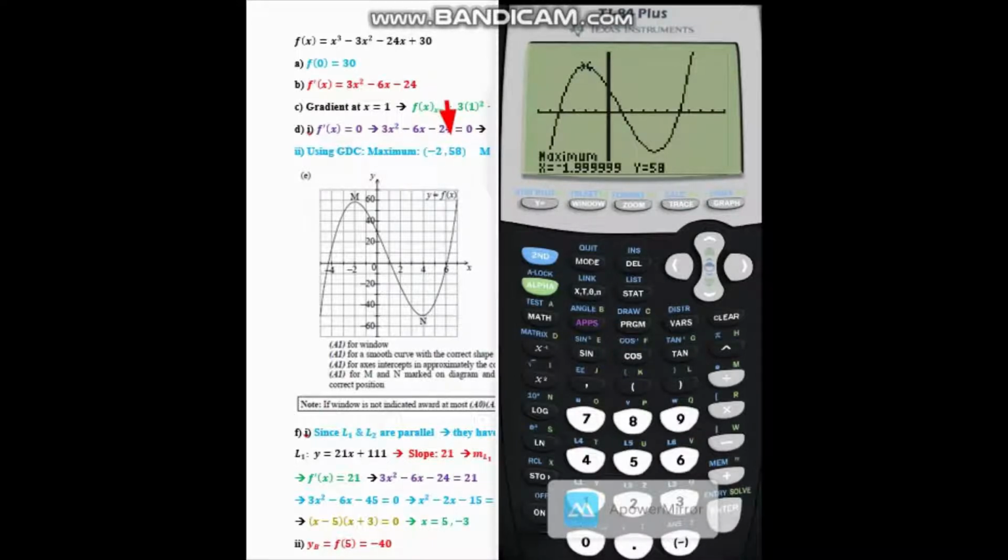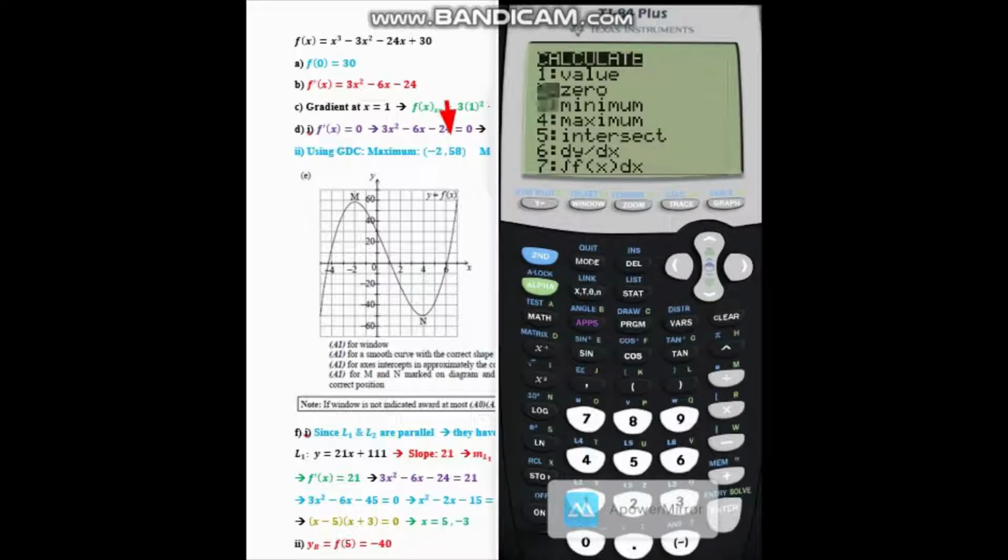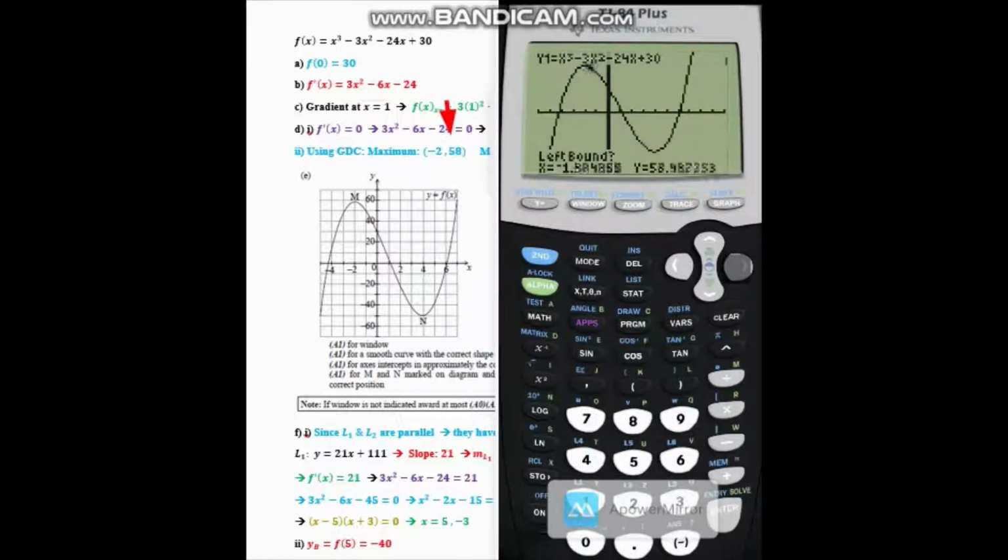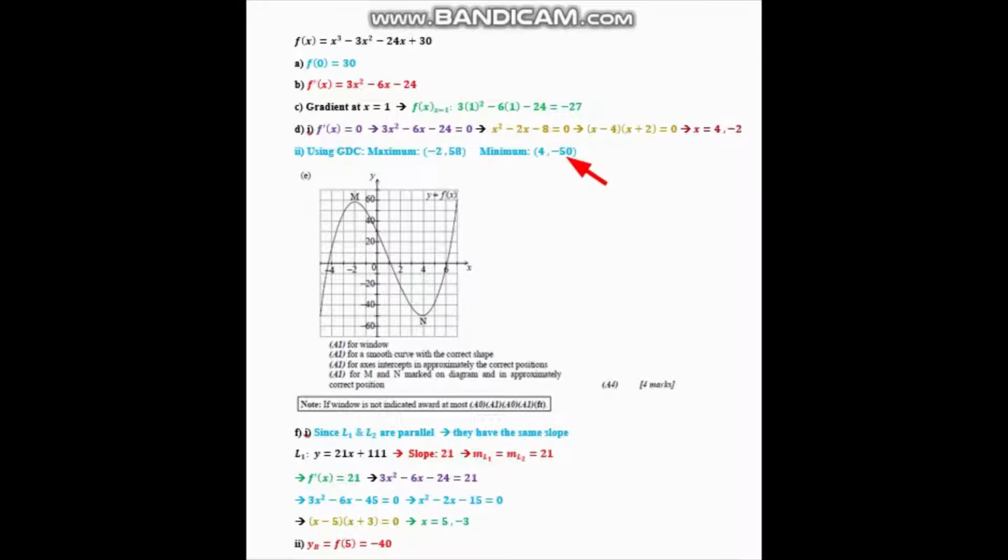Next, for the minimum, I shall choose the minimum function. There is my left bound, right bound, and guess. So the calculator tells me that the minimum exists at 4 and negative 50. So these are the coordinate pairs of the 2 points, the maximum and the minimum.